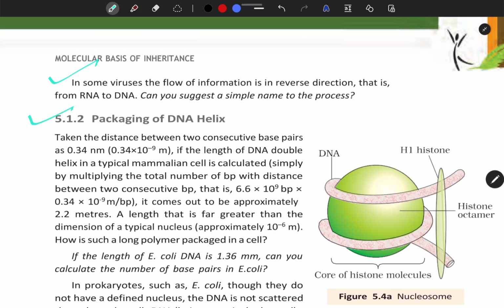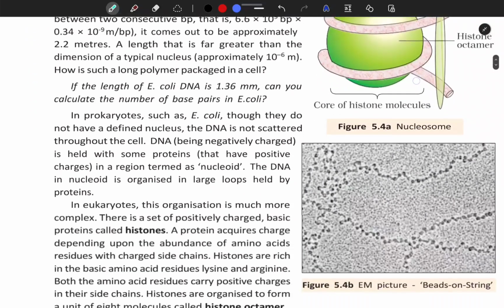5.1.2 Packaging of DNA helix. Taking the distance between two consecutive base pairs as 0.34 nanometer, the length of the DNA double helix in a typical mammalian cell is calculated simply by multiplying the total number of base pairs with the distance between two consecutive base pairs, that is 6.6 into 10 raised to 9 base pairs into 0.34 into 10 raised to minus 9 meter per base pair. It comes out to be approximately 2.2 meter, a length that is far greater than the dimensions of a typical nucleus, approximately 10 raised to minus 6 meter. How is such a long polymer packaged in a cell?